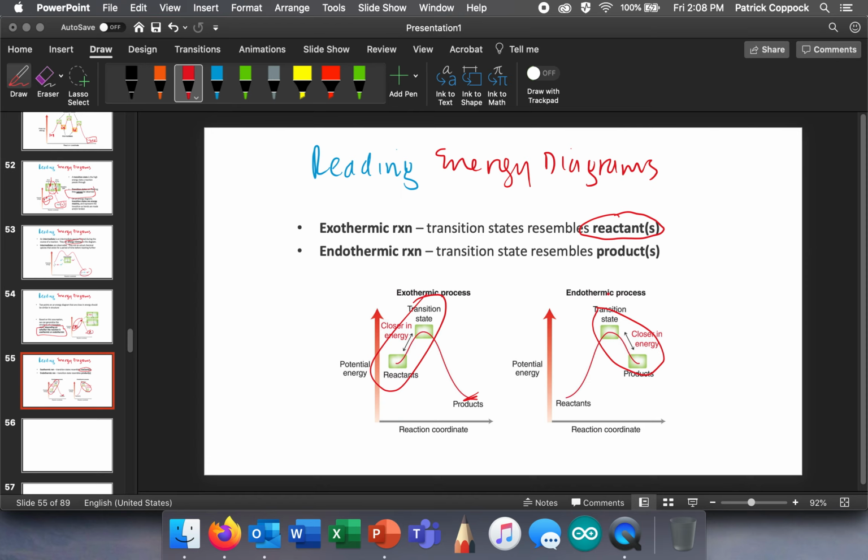So that's a very brief introduction to energy diagrams. We're going to get a lot of value out of them, so I wanted to spend a couple minutes on that. All right, good luck.